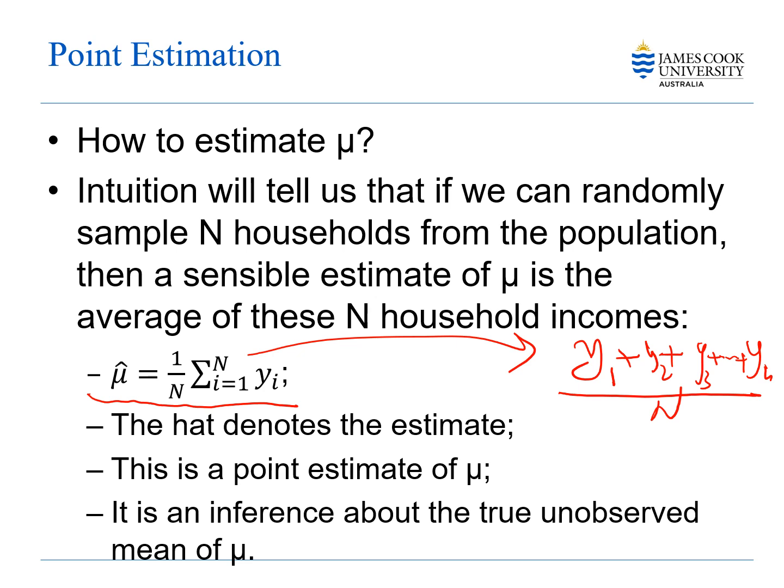I'm putting a hat here. The hat denotes that it's an estimate of the mean, and this is a point estimate of mu. We observe that this is a random variable, because it depends on the data Y, and the Yi are random variables. So this mu hat, the point estimate, is an inference about the true unobserved mean mu.